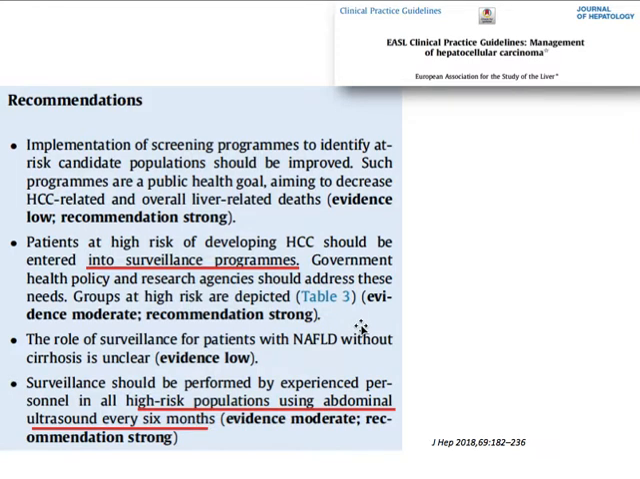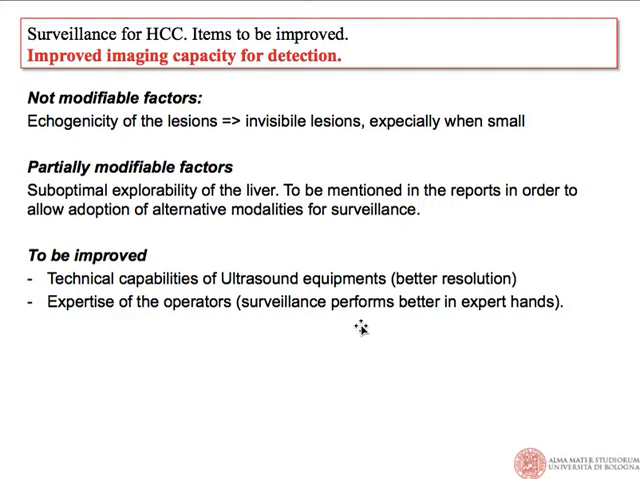MRI could be an alternative possibility, but also in this case, we should not utilize contrast agents because gadolinium tends to accumulate in the brain. And therefore, the only alternative to ultrasonography could be non-contrast enhanced MRI, which is a possibility, but at present in most countries it is far too expensive to be applied to all patients at risk of hepatocellular carcinoma.